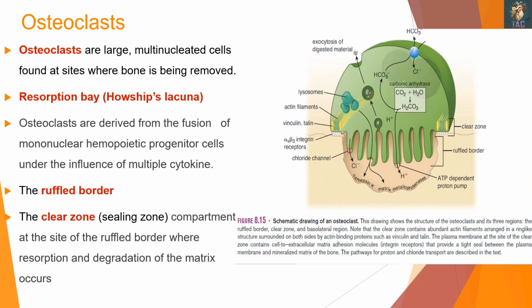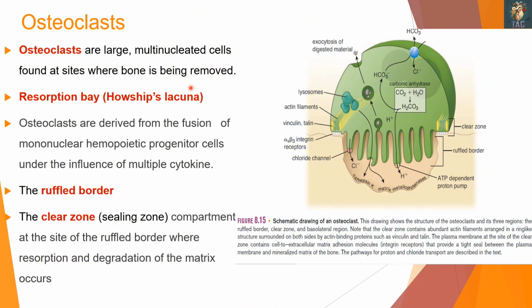The last type of cells which are present are the osteoclasts, and these osteoclasts are derived from the monocyte macrophage system. They are large multinucleated cells. Their size varies according to their activity. The active cells are very large. They may contain up to 50 nuclei in their cells.